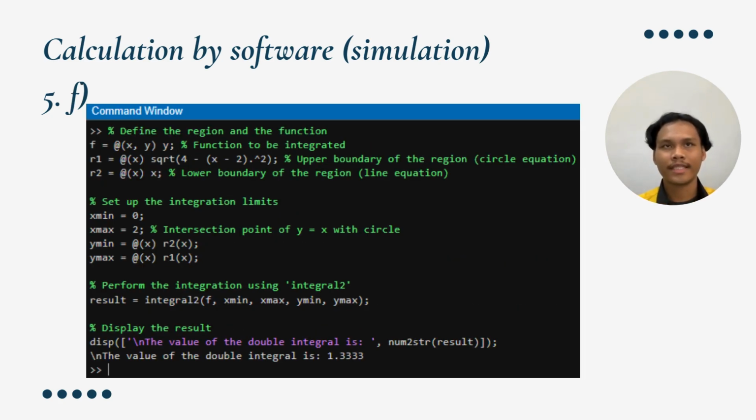Okay, now for question 5f, first I define the function and region. So f represents the integrand function, R1 represents the upper boundary of the integration region derived from the circle equation centered at 2, 0 with radius 2. And then R2 represents the lower boundary of the integration region, which is the line y equals to x.